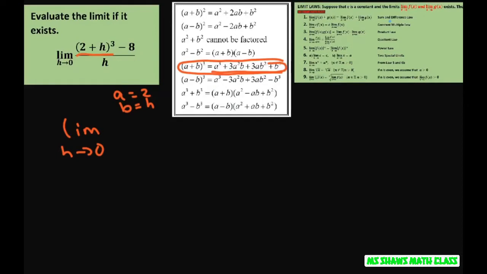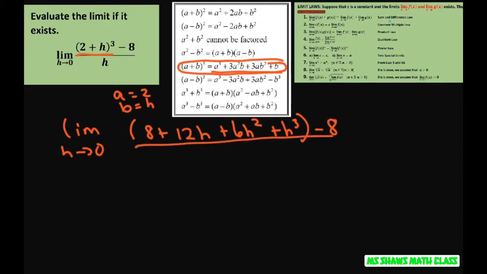So when you write that out, you're going to get 8 plus 12h plus 6h squared plus h cubed minus 8, all divided by h. And again, I just use that formula.